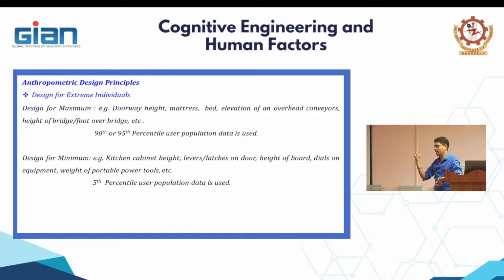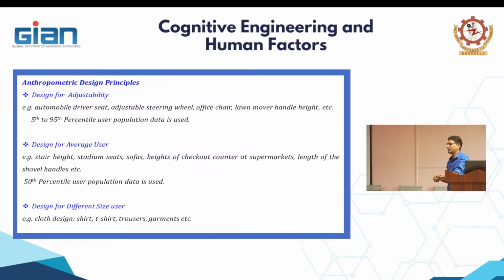The kitchen cabinet height. Earlier you might have observed the overheads. In earlier days when the kitchens were prepared, the overheads used to have the handles in the middle or at the top. Nowadays they provide grooves just at the bottom, so that short people can also easily open them, correct. So this is design for the minimum. If the minimum can operate that, definitely the maximum can easily operate that too. Okay, so this is the thing.